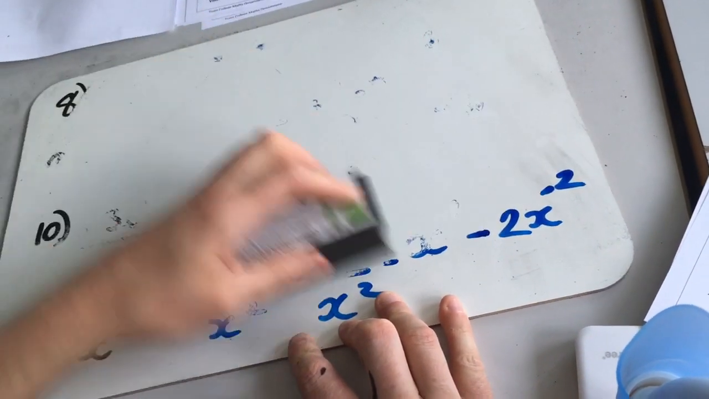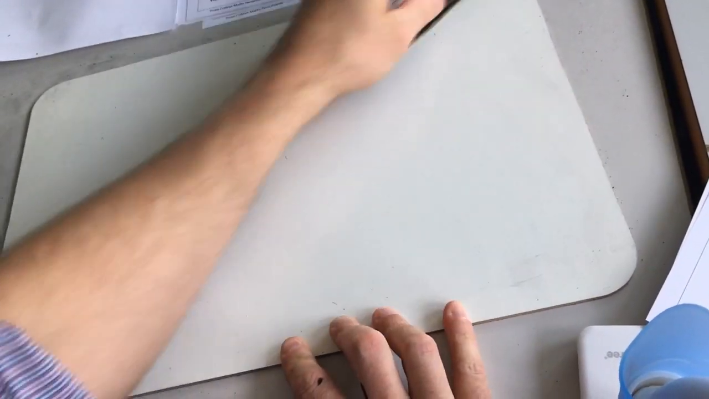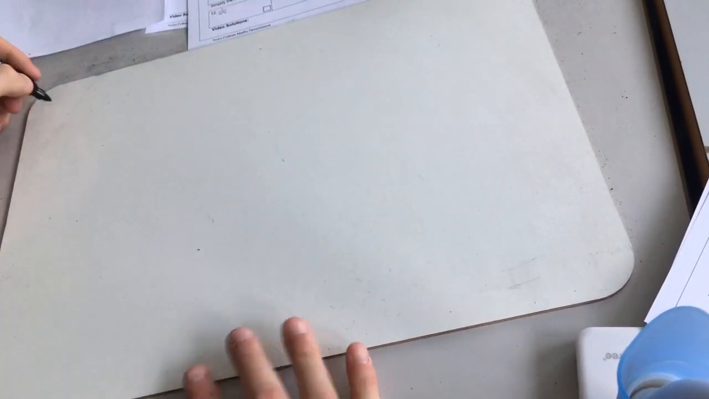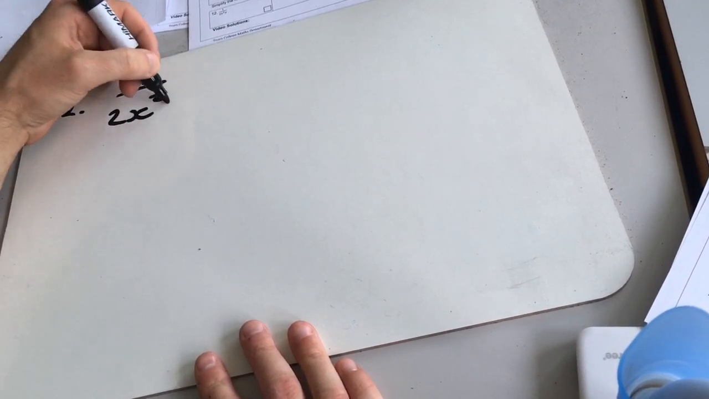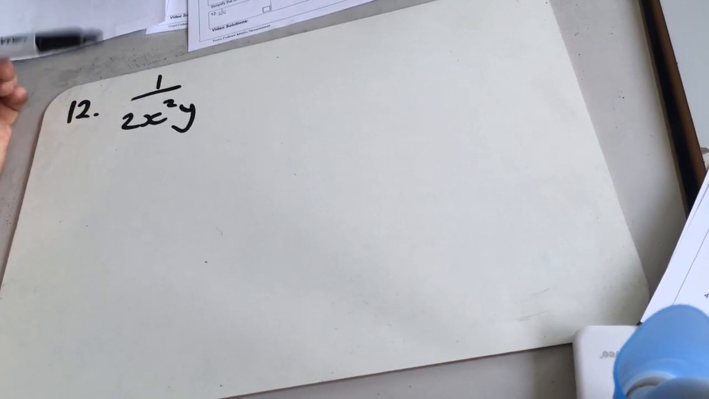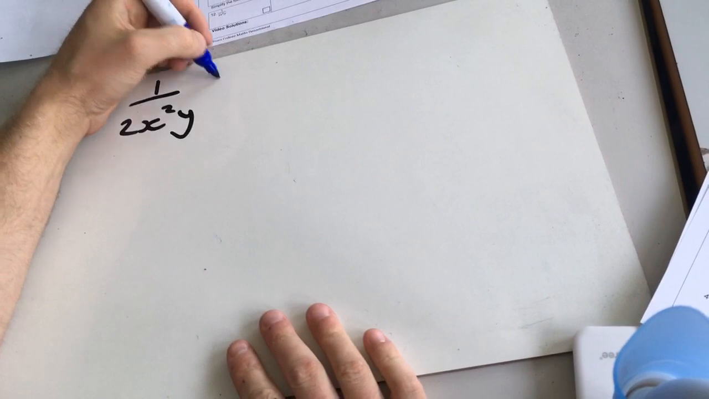Okay, 3 left. So it gets quite a bit harder with these 3, and this is kind of similar to what you might be getting on the test. So question 12, we've got 1 over 2x squared y. And we want to bring all of this up to the top. Now, the 2 again, we don't want to touch. We'll leave that exactly where it is.